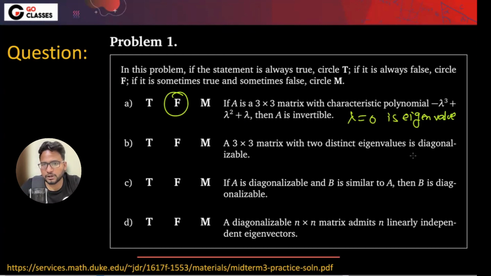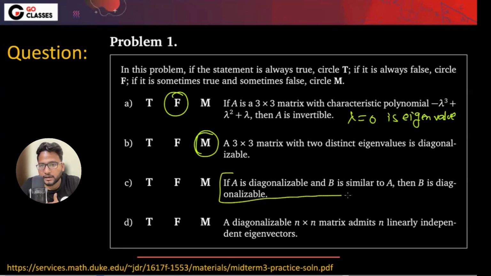Two distinct eigenvalues, is it diagonalizable? A is a 3 cross 3 matrix with two distinct eigenvalues. Okay. So sometimes true, sometimes false, then M. So basically it may be, right? Maybe it is diagonalizable. So that's why M. Because it may be possible that with two distinct eigenvalues, you may not be getting three linearly independent eigenvectors.